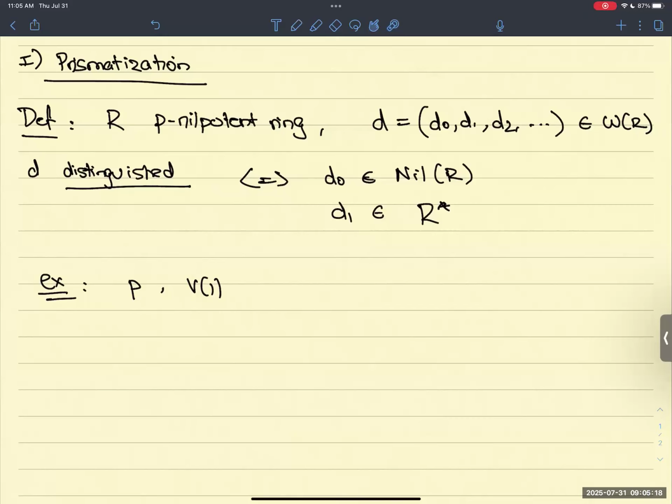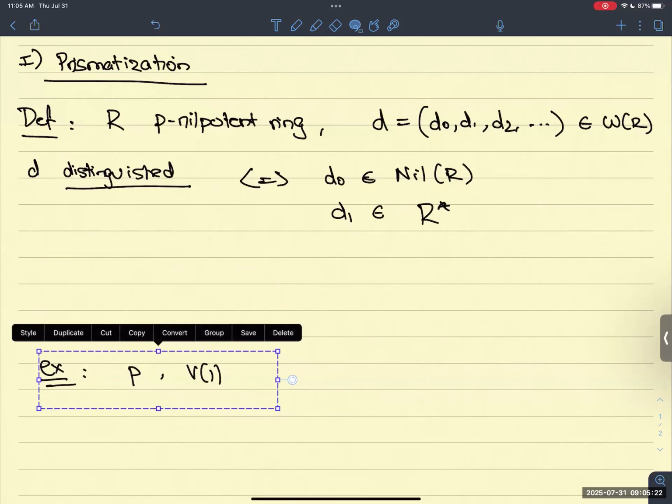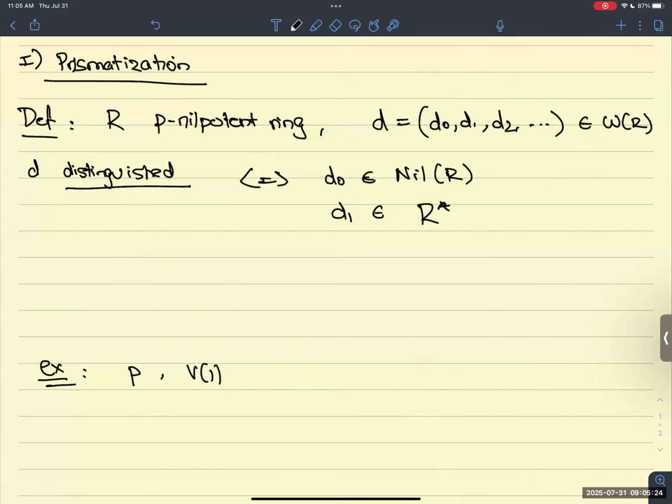Sorry, maybe I should have, oops. Let me give the collection of all distinguished elements a name first. So I'm going to write W dist for the subfunctor of distinguished elements.